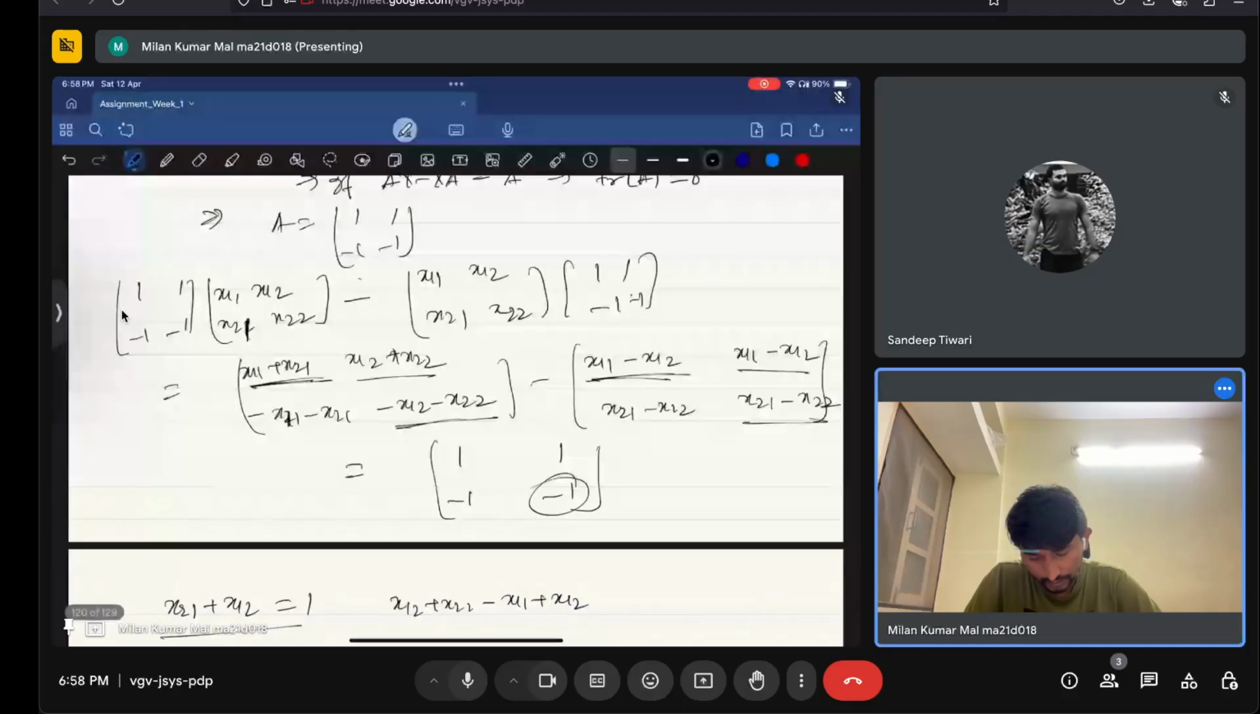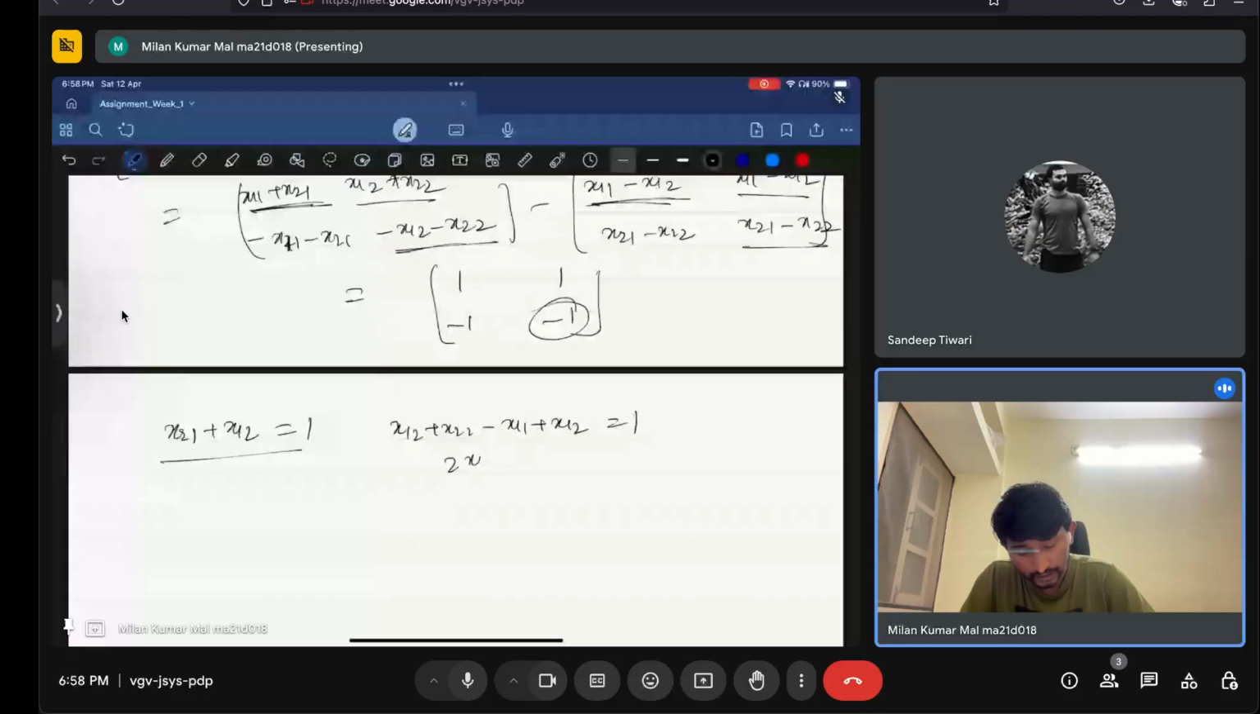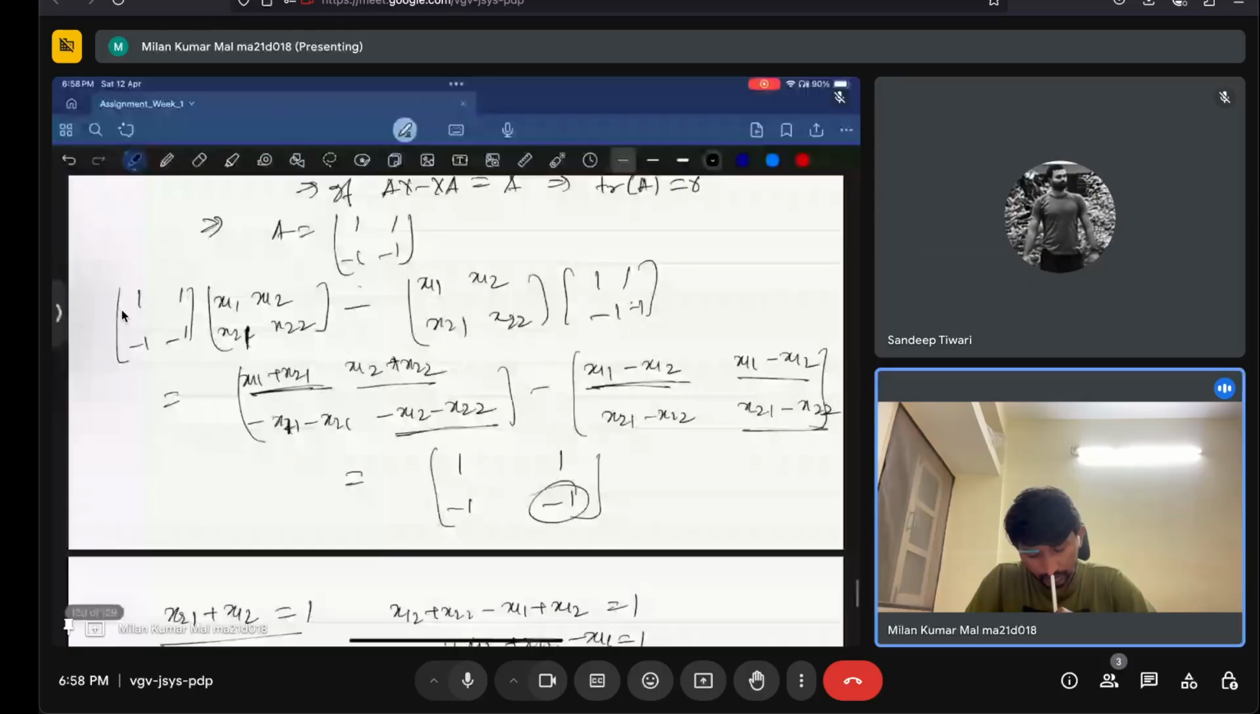What is the second term? The second term is this one, that will complete 1 to 2 2. What is the second term? 1 1, 1 2. So therefore this is equal to 1. Therefore 2x12 plus x22 minus x11 is equal to 1, right? This one with this minus x12 x22. This one with this x21 x22. Yes, I got it.